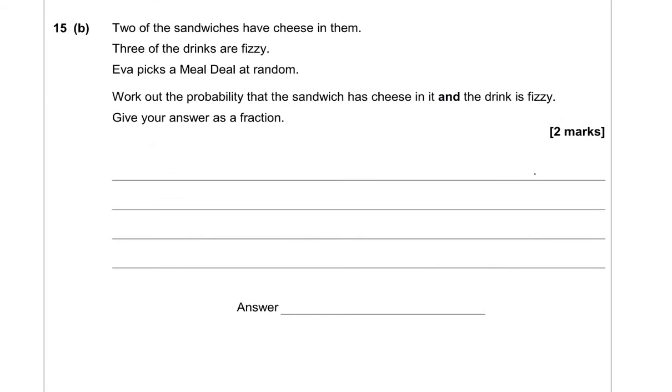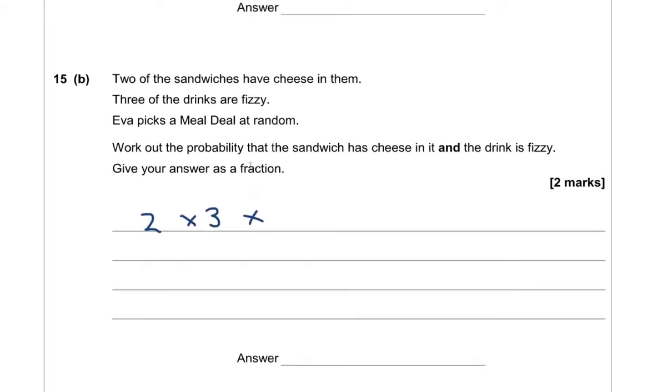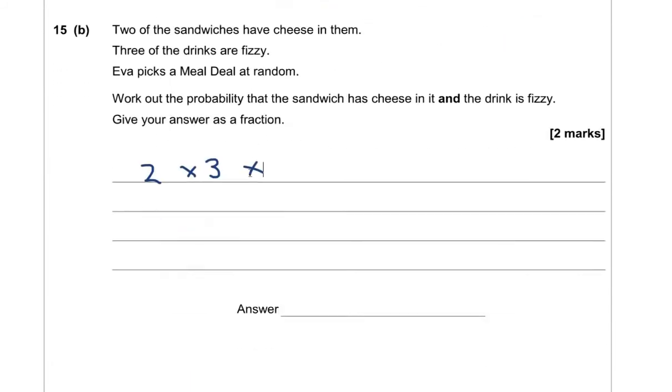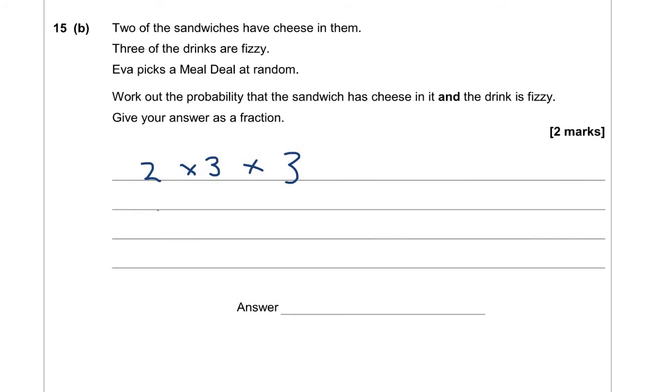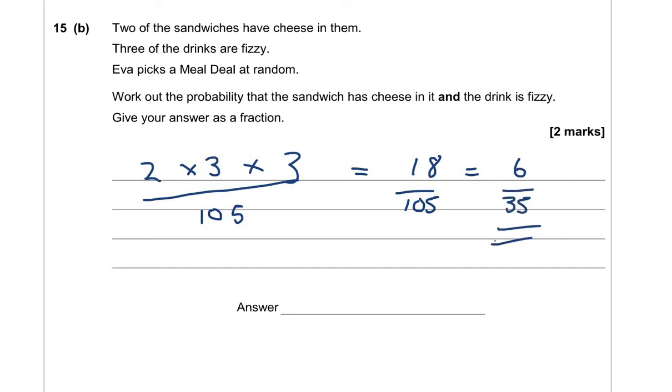Right, 2 of the sandwiches have cheese in them, 3 of the drinks are fizzy. Eva picks a meal deal at random. Work out the probability the sandwich has cheese and the drink is fizzy. So we've got 2 choices for the sandwiches, we've got 3 choices for the drinks, and we still have 3 choices for the snack. Okay, because there's no restriction on the snack. We've just worked out the number of possible combinations, 105. So it's just a case of now working this out. So this is going to be 18 over 105. And this simplifies down to 6 over 35.